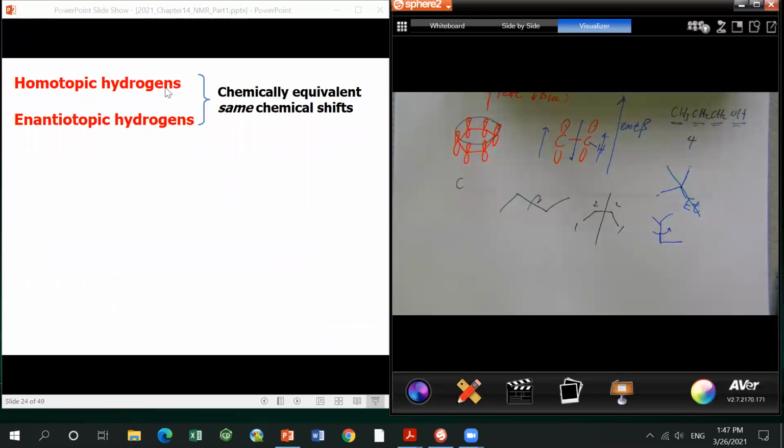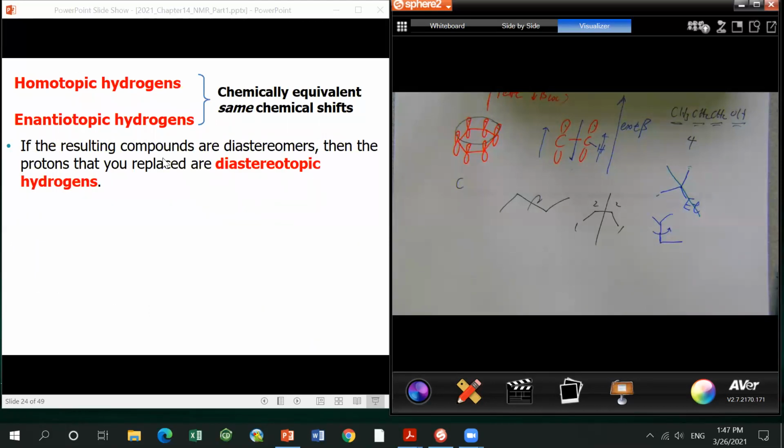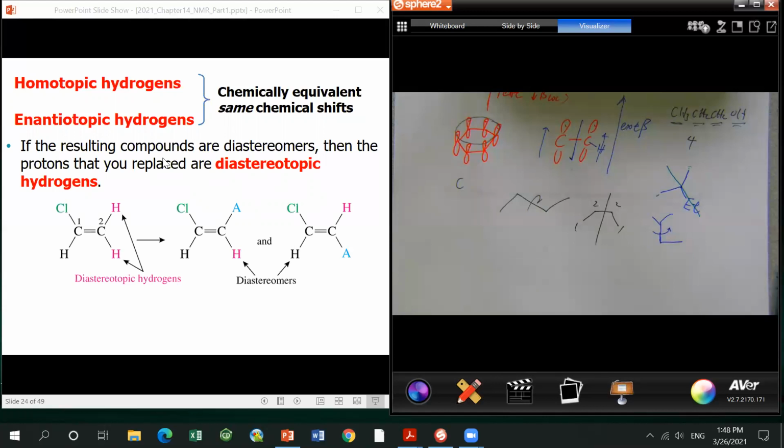So those two kinds of hydrogen, we call them chemically equivalent, the same chemical shape. But if you replace the two hydrogens, each time with another letter, and generate two diastereomers, then these two protons won't have the same chemical shape. For example, shown here, we compare these two red protons. Each time we replace one with A, so we generate two molecules, and then we compare the relationship.